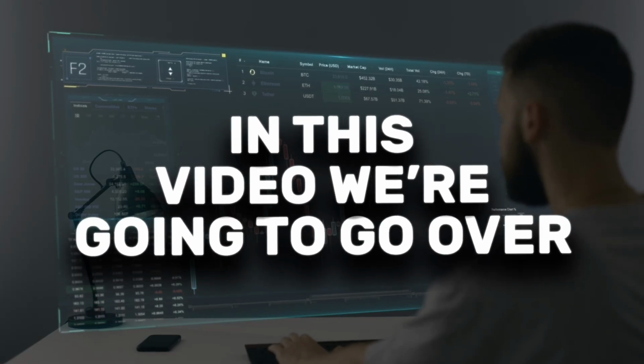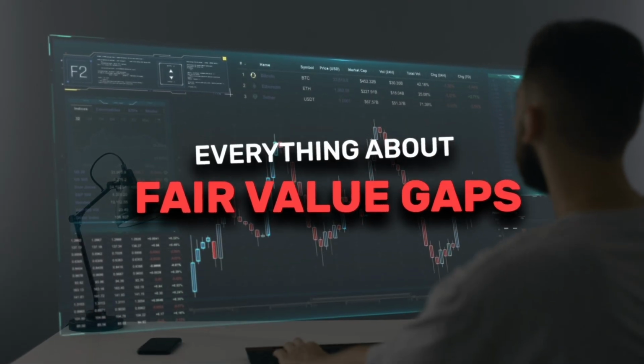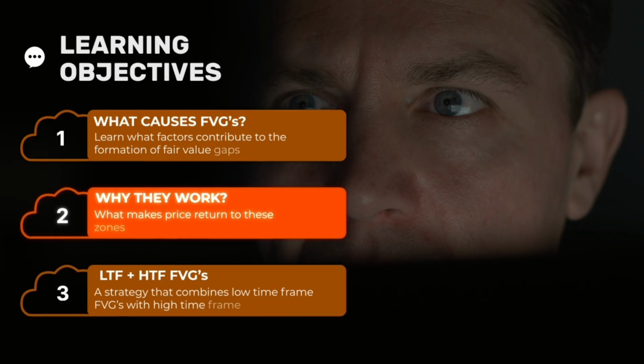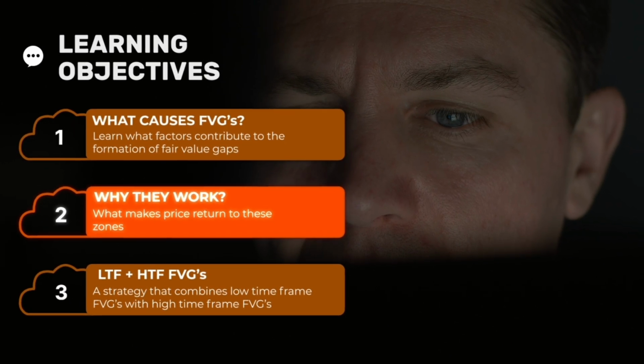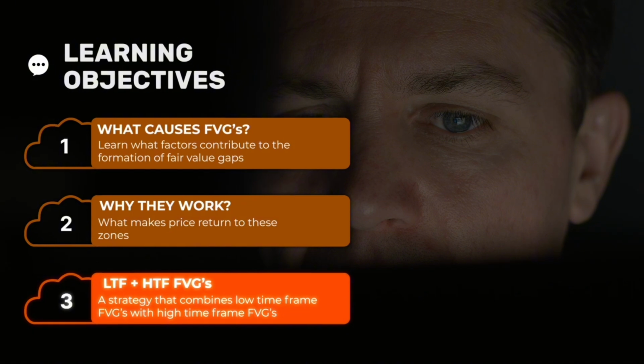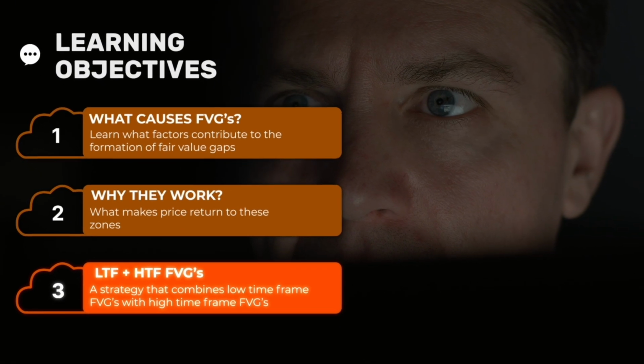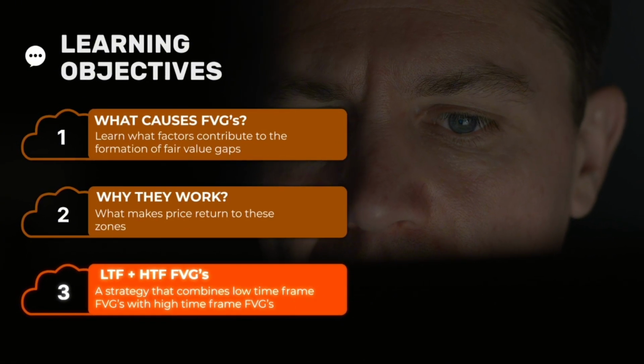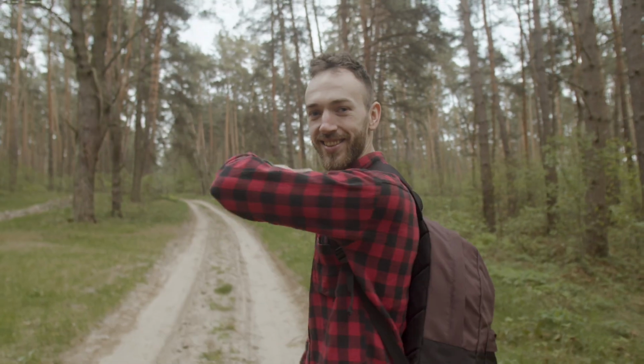In this video, we're going to go over everything about fair value gaps. We will talk about what causes fair value gaps, why price is attracted to fair value gaps, and we'll also cover a strategy that combines low time frames and high time frames to enter and exit trades from these fair value gaps. Without further ado, let's get into it.